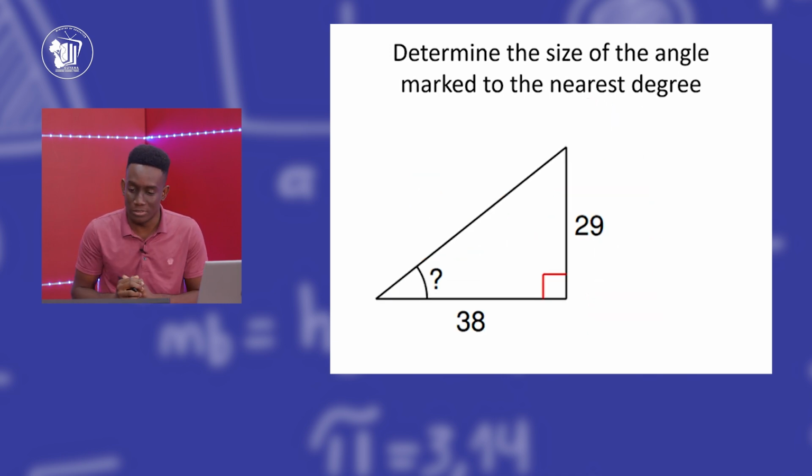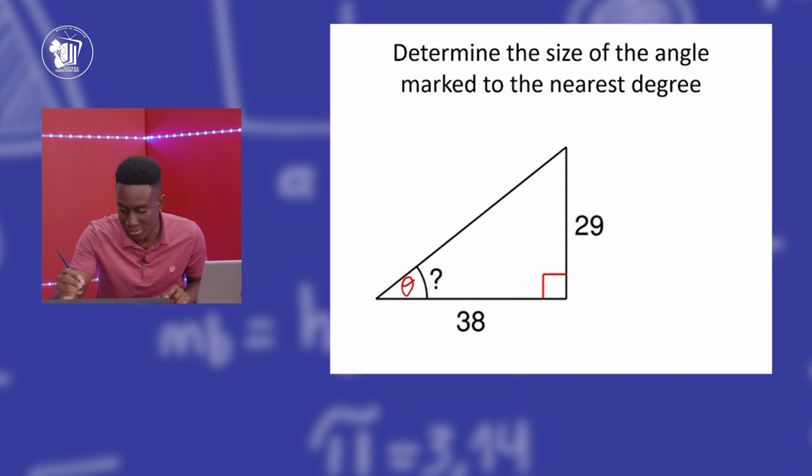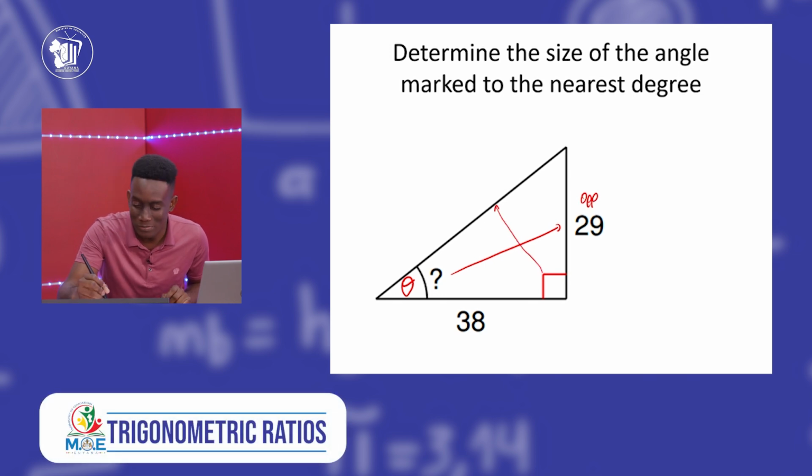Let's look at another example. Determine the size of the angle marked to the nearest degree again. Once again, we label our triangle. We see theta is here. The side opposite theta will be the opposite, of course, and the side opposite the right angle will be known as the hypotenuse. The remaining side would be the adjacent side.